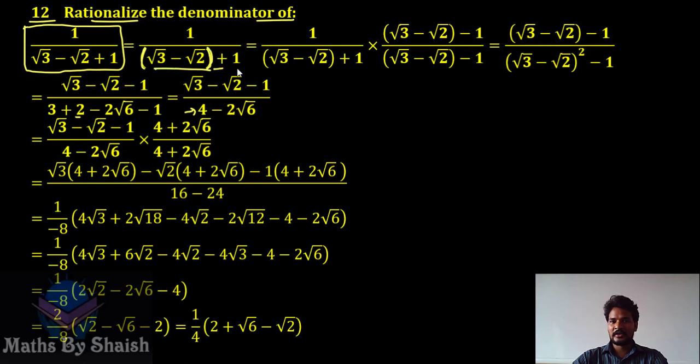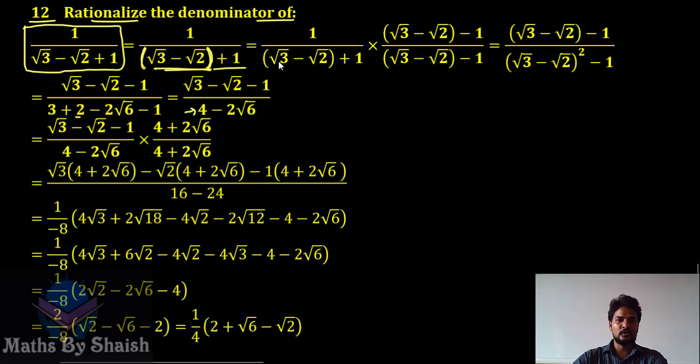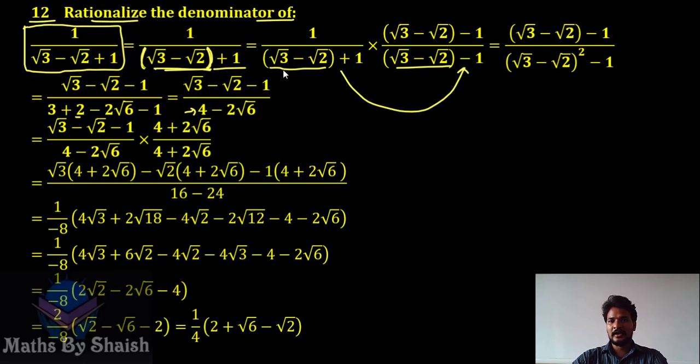and the rationalizing factor for this, of course it's like root a minus 1, so the rationalizing factor would be root a plus 1. So here we have root 3 minus root 2 plus 1, and the rationalizing factor would be root 3 minus root 2 minus 1. So you multiply and divide by the same number, and in the denominator we get a plus b, a minus b, that is a square minus b square, and the numerator becomes 1 into anything, so we got root 3 minus root 2 minus 1.